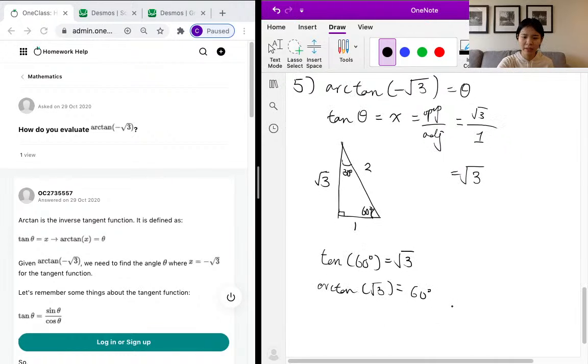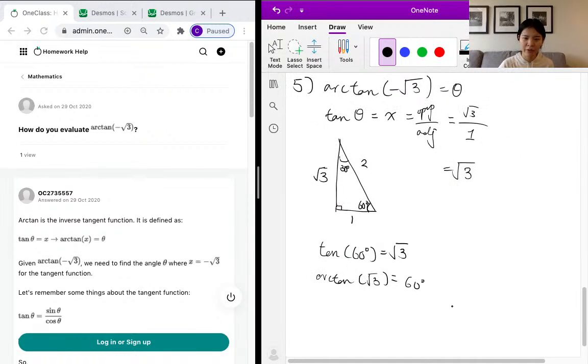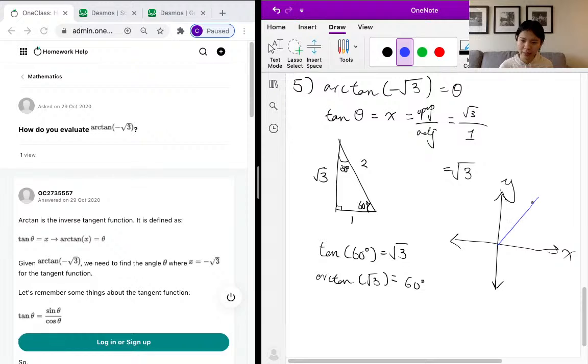But again, we're not looking at the arctangent of root 3. We're looking at the arctangent of negative root 3. So we need the help of another really handy tool, which is our unit circle over here. We have our x's and we have our y's. So we know that the 60 degrees angle over here is root 3. And right here, both x and y are positive, so our root 3 is positive.